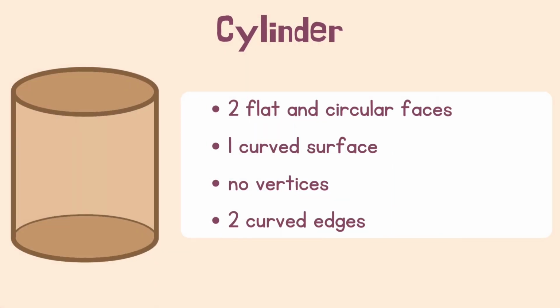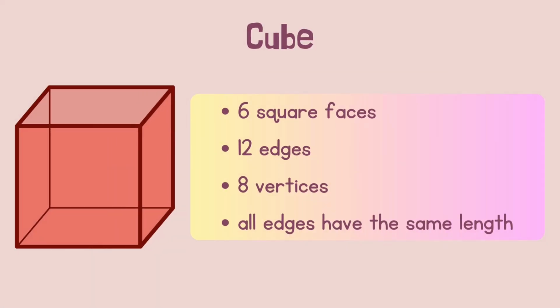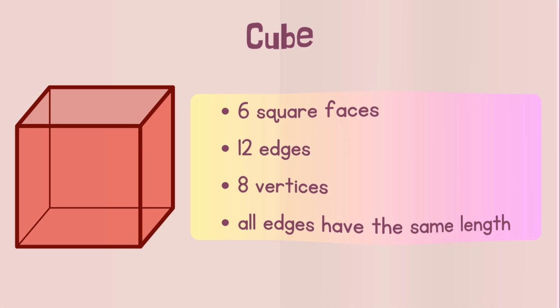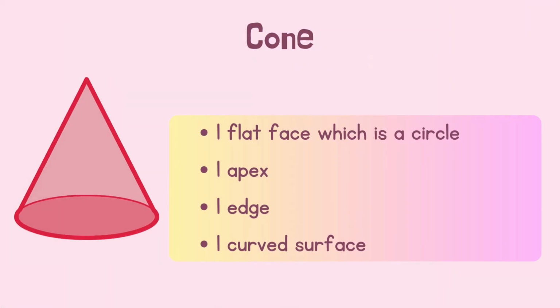This is a cylinder. Cylinders have two flat and circular faces, one curved surface, no vertices, and two curved edges. This is a cube. Cubes have six square faces, 12 edges, 8 vertices, and all edges have the same length. This is a cone. Cones have one flat face, which is a circle, one apex or its top point, one edge, and one curved surface.